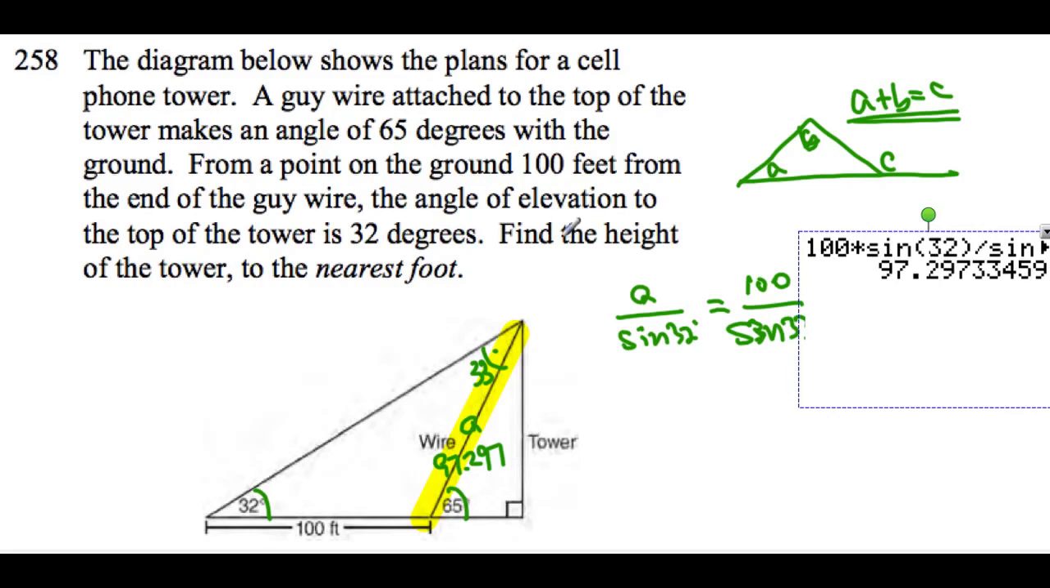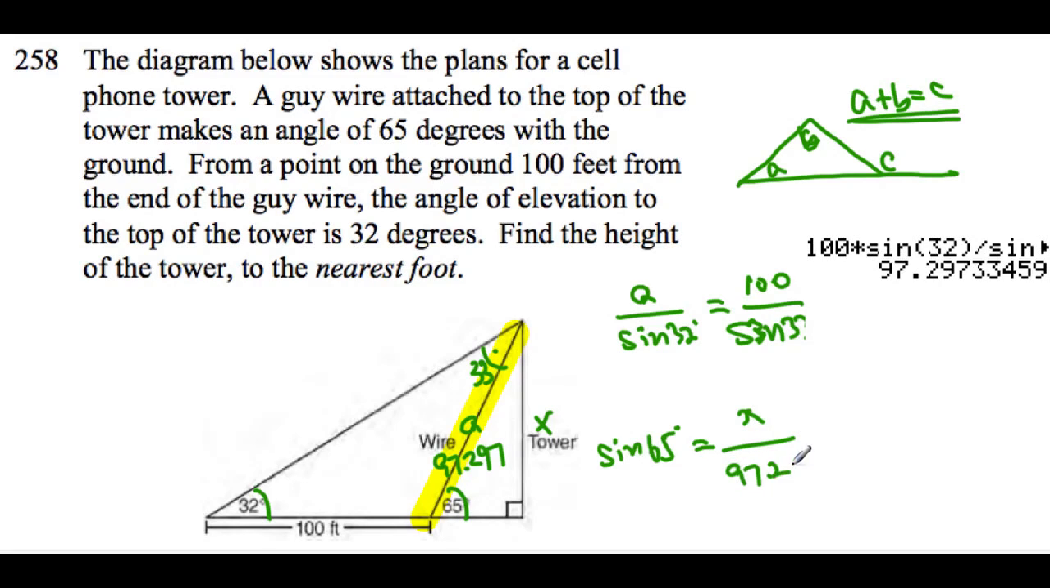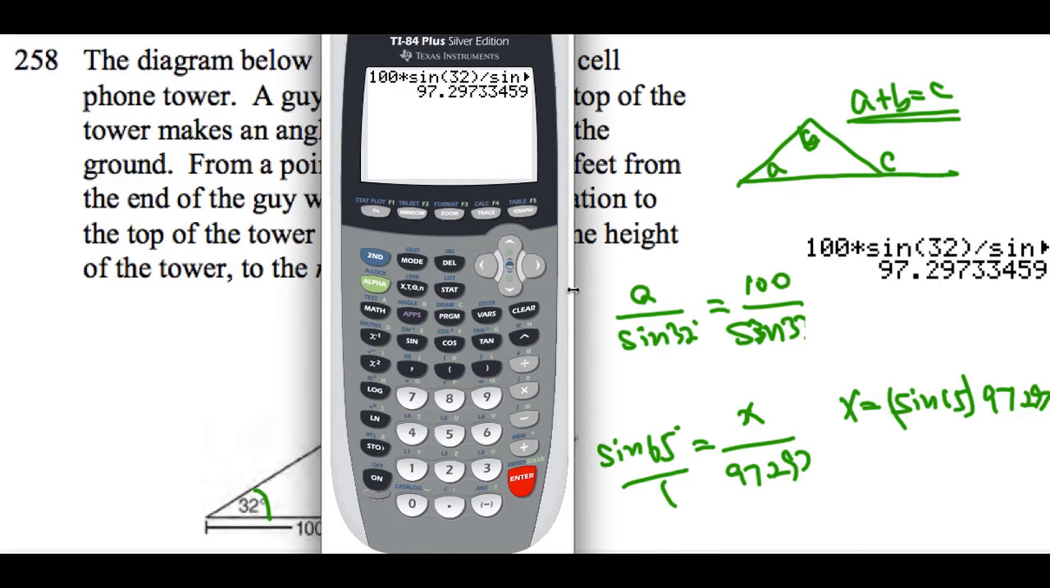Find the height of the tower to the nearest foot. So now I'm going to call this one X. All I have to do is find the ratio here of the sine of 65 must be equal to X over this side, which is 97.297. Then X must be equal to sine of 65 times 97.297.